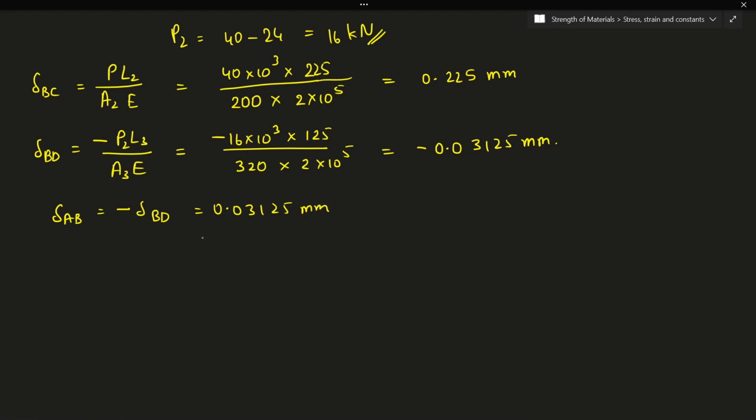Now delta AB is equal to minus delta BD, which is nothing but 0.03125 mm. Now upon applying the principle of superposition, delta AC is nothing but delta AB plus delta BC, which is nothing but 0.225 plus 0.03125, which is nothing but 0.256 mm.